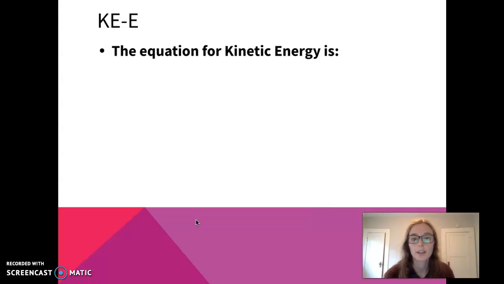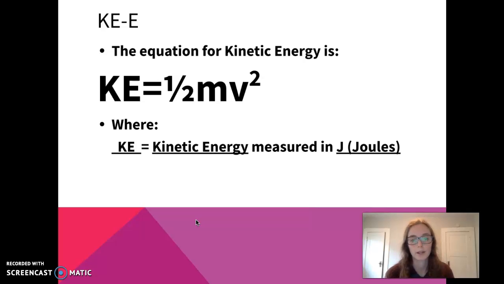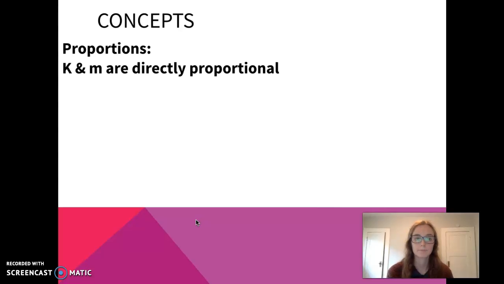Our equation for kinetic energy is KE equals half mv squared. KE equals kinetic energy measured in joules. M we know is mass measured in kilograms, and v is velocity measured in meters per second.